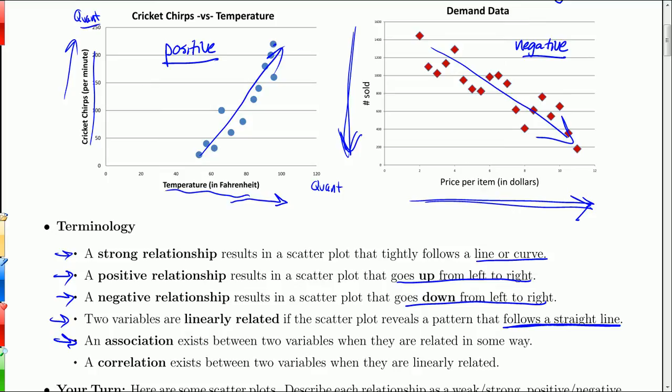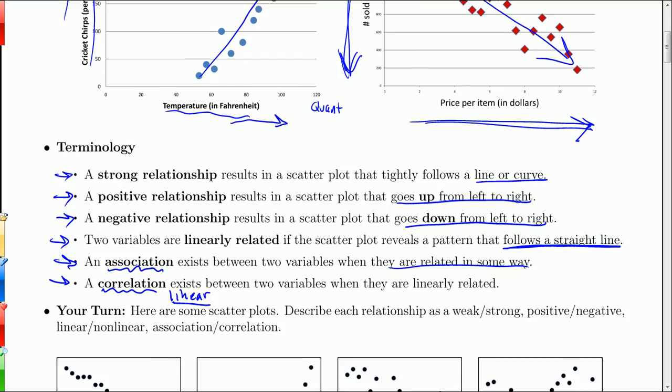An association exists between two variables when they are related in some way, and a correlation specifically means that there is a linear relationship. So correlation implies linearity. Association is in particular vague. It could be linear, it could be a curve, it could be U-shaped, it could be up and down. So correlation specifically refers to the linear relationship, whereas an association can be any relationship.